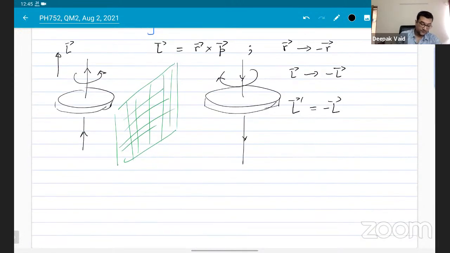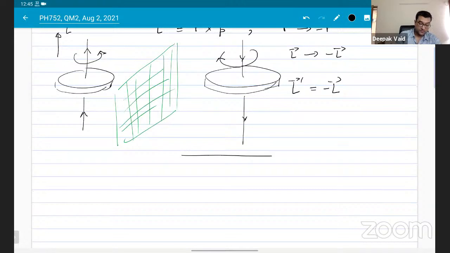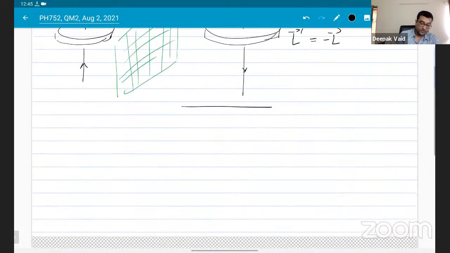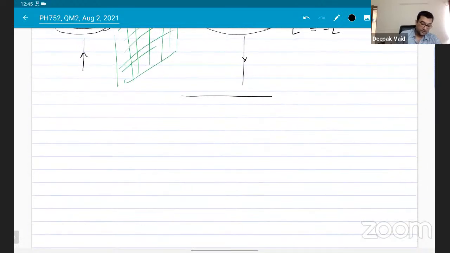Okay. Now, linear momentum, for instance, is not affected. Linear momentum under reflections doesn't change. So in quantum mechanics, you can have states which have either even parity or odd parity. And now, how should the action of a parity operator be?